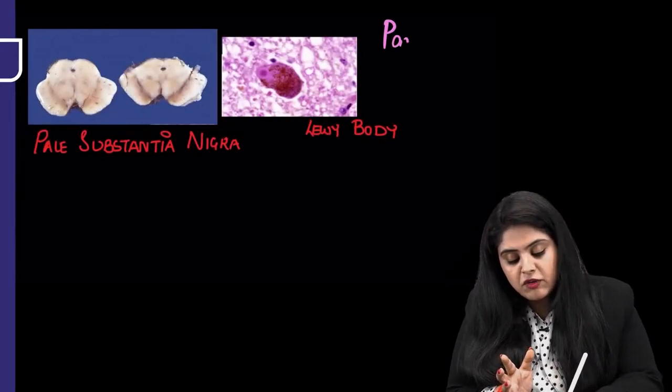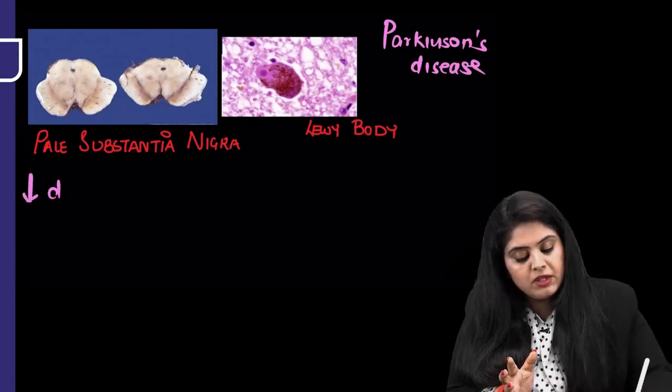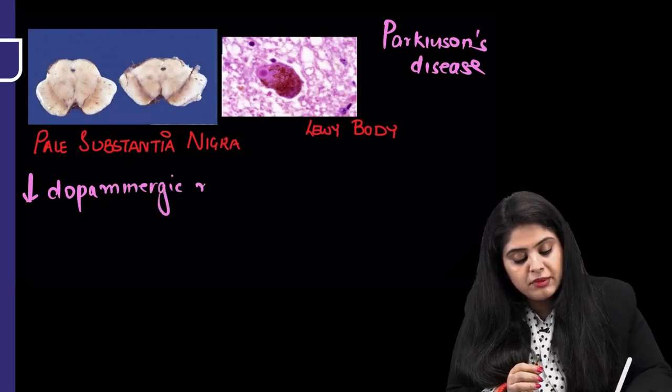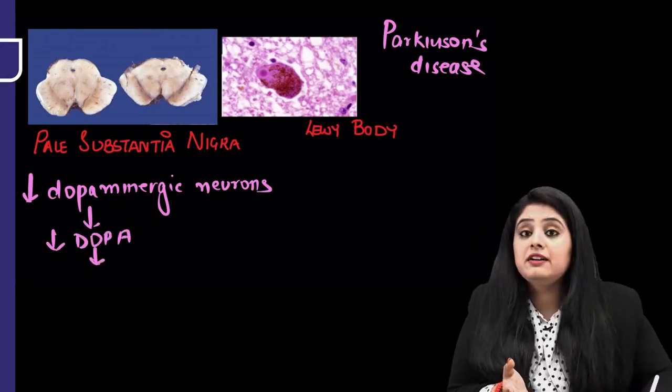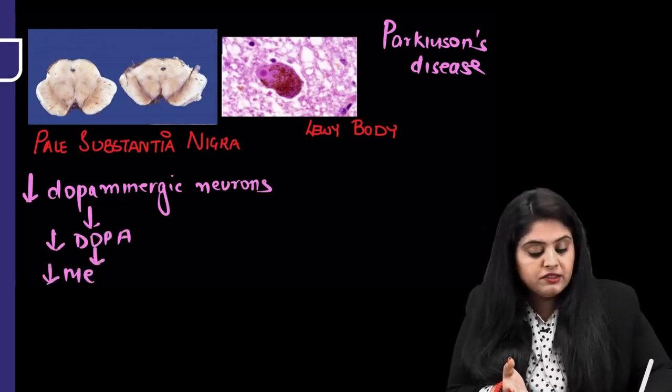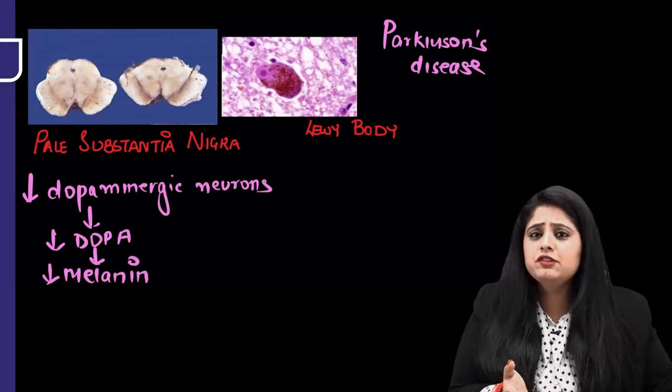This is a case of Parkinson's disease, and in Parkinson's disease, I just now told you that there is a decrease in the dopaminergic neurons. If there is a decrease in the dopaminergic neurons, basically means that there is a decrease in dopa, in simple words. And if there is a decrease in dopa, that further means that there is going to be a decrease in melanin. Dopa is a precursor of what? Melanin. Guys, go back to the first chapter.